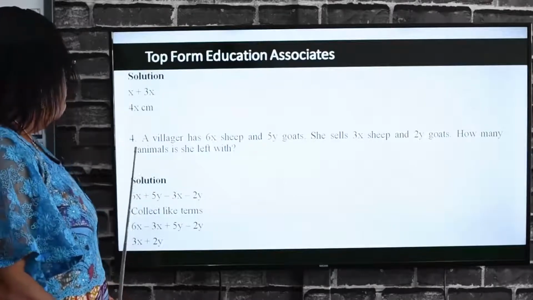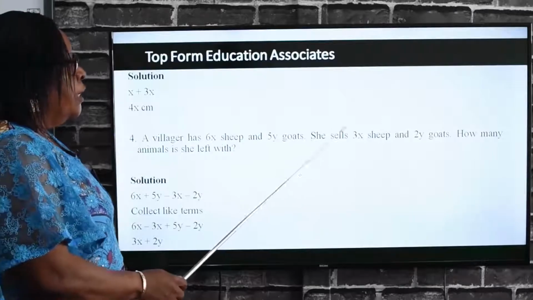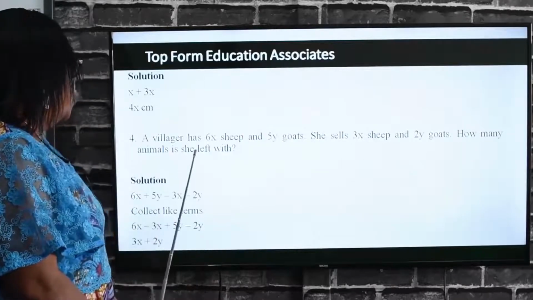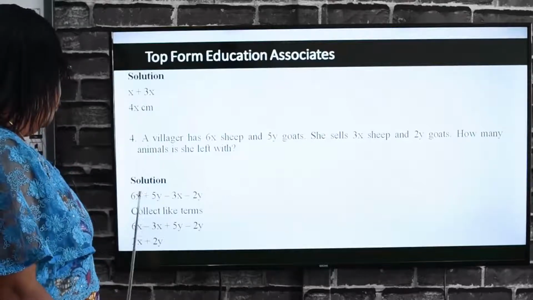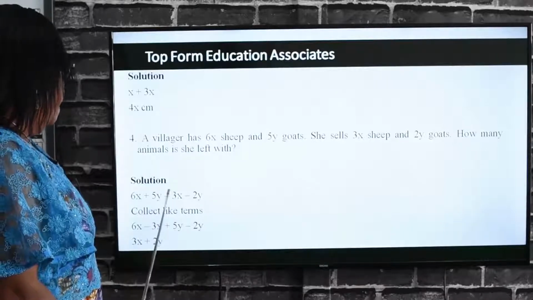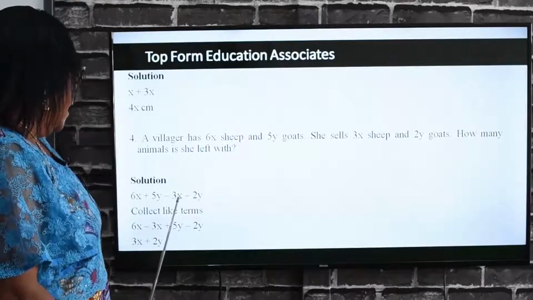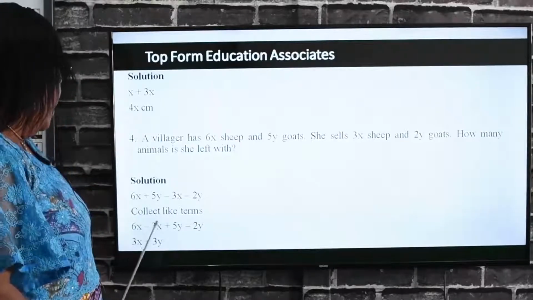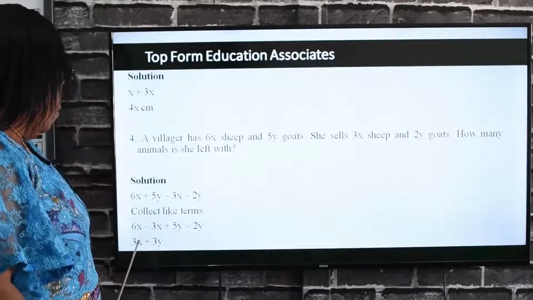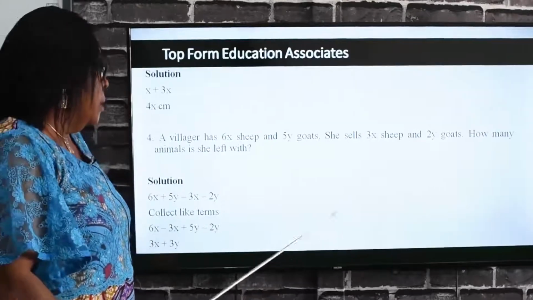Question number 4. A villager has 6x sheep and 5y goats. She sells 3x sheep and 2y goats. How many animals is she left with? Solution. 6x plus 5y is the number of animals she had, minus the ones sold, 3x and 2y goats. So we collect like terms: 6x minus 3x plus 5y minus 2y, giving us 3x plus 3y. Animals, not sheep, not goats.